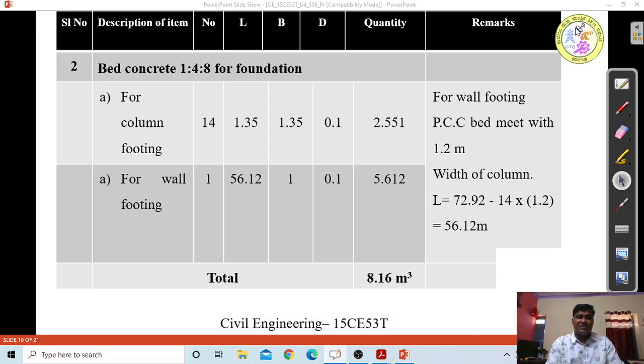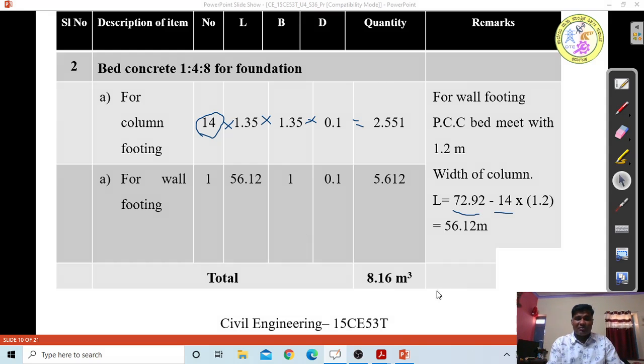So second one is bed concrete for foundation. The bed concrete will be provided below the columns. There are 14 numbers of columns multiplied by 1.35 by 1.35, the width and length of excavation, multiplied by the thickness of PCC, that is 0.1 meter, will give me 2.551 as the quantity. And similarly, since this 1.35 meter is already claimed, I have to deduct this from the masonry foundation. The total center line length is 72.92 meters minus number of columns, 14.